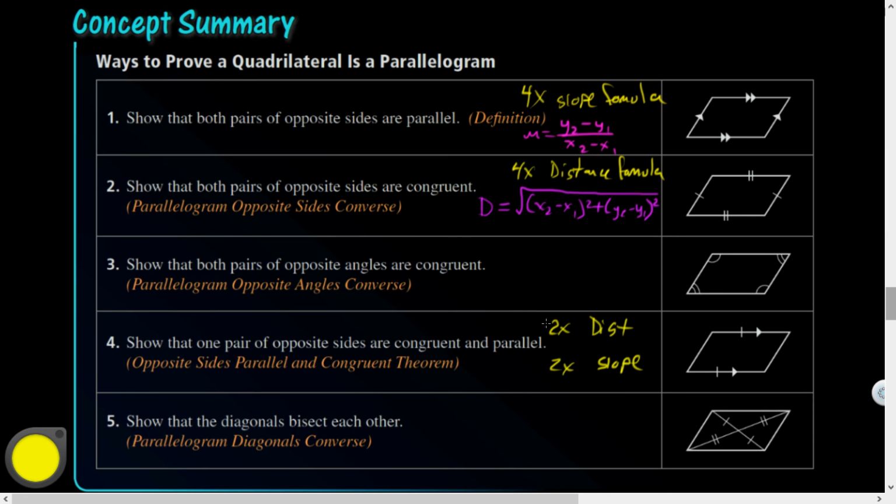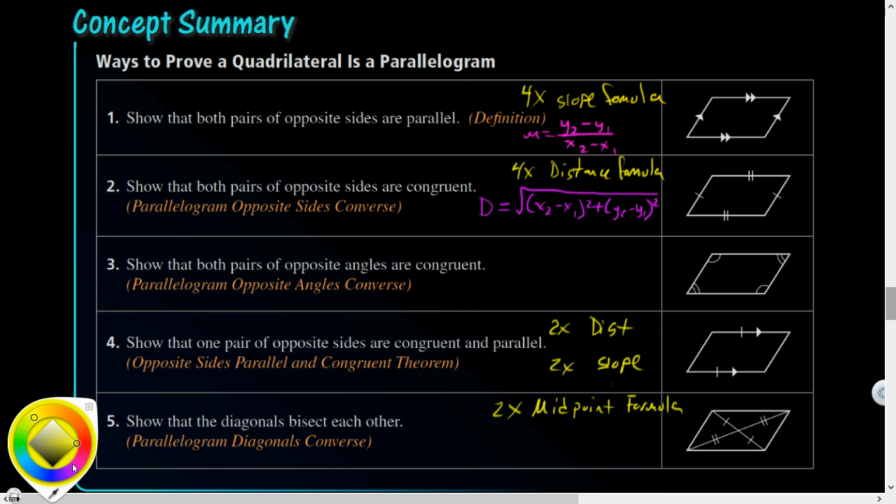The best way to show a quadrilateral on the coordinate plane is a parallelogram is using method number 5. What could I do here? I could do distance here, distance here, distance here, distance here. What's a faster way? Yeah, the midpoint formula. And check this out. I only have to do this twice instead of a total of 4, right? So 2 times instead of 4 times.